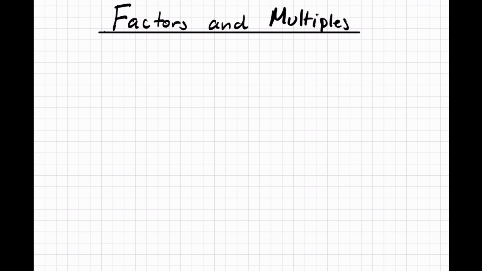Today we're going to be working on a topic called factors and multiples. This is the fourth video in my series known as the Foundations of Mathematics, where we're explaining the most basic fundamental topics important for students going into pre-algebra or algebra courses. Okay, let's begin. So what is a factor and a multiple?